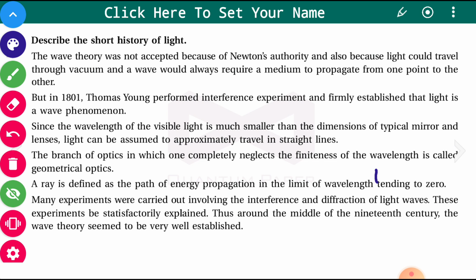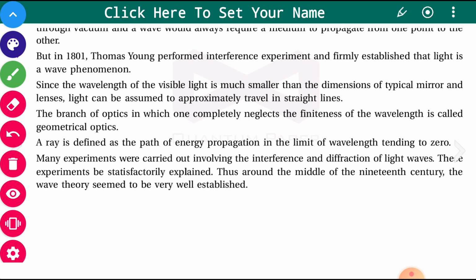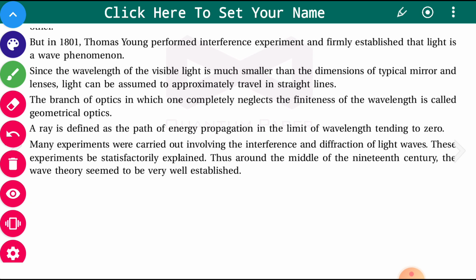Since the wavelength of visible light is much smaller than the dimensions of typical mirrors and lenses, light can be assumed to be approximately traveling in a straight line. So in comparison to the wavelength, the distance traveled is large, and it is assumed to be traveling in a straight line. The branch of optics in which one completely neglects the finiteness of the wavelength is called geometrical optics. A ray is defined as the path of energy propagation in the limit of wavelength tending to zero.